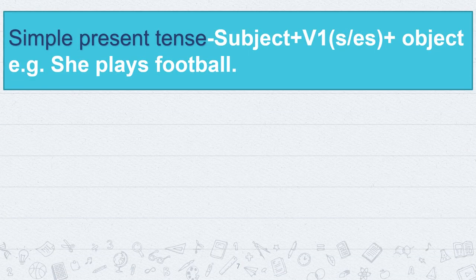So, in our last video, we read about simple present tense. The formation for simple present tense is subject plus V1, or verb first form, plus S or ES, plus object. And I told you that we will use S or ES with verb first form if the subject is singular. Otherwise, we will not use S or ES with verb first form. For example, she plays football. Now in this sentence, I have used S with verb first form because my subject is singular.